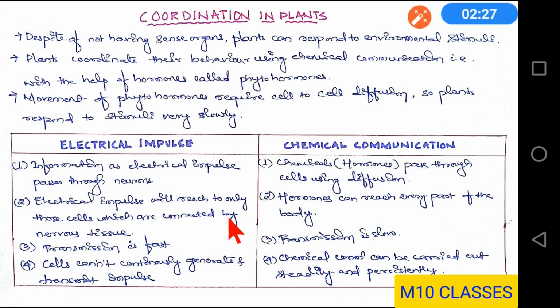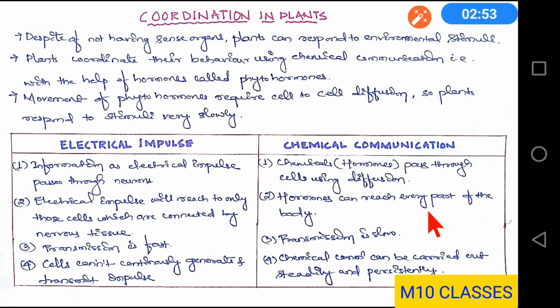So there, the alternative mode of communication that becomes vital is your hormones. Hormones can reach every part of your body because they pass through cell to cell diffusion. Though it is a slow process, ultimately they will reach their target. Now, in case of electrical impulse, the transmission is very fast, but in chemical communication, the transmission is very slow.